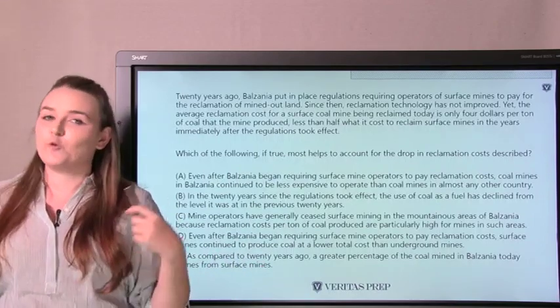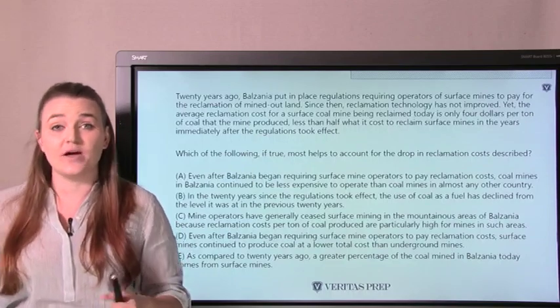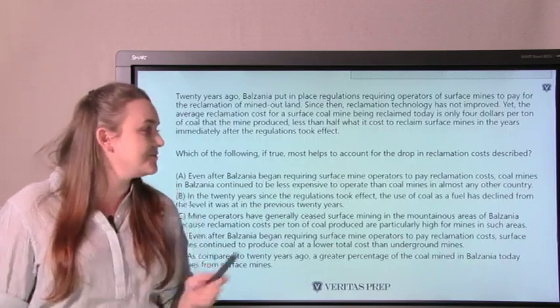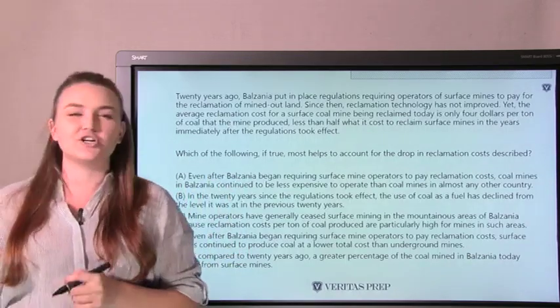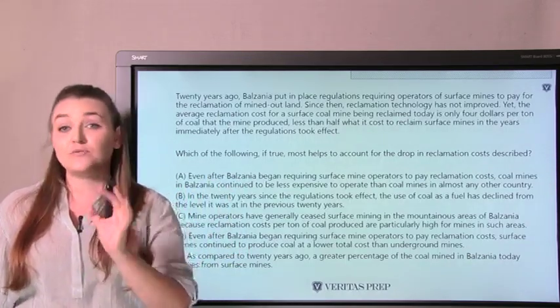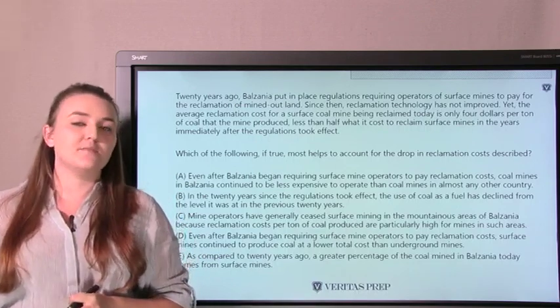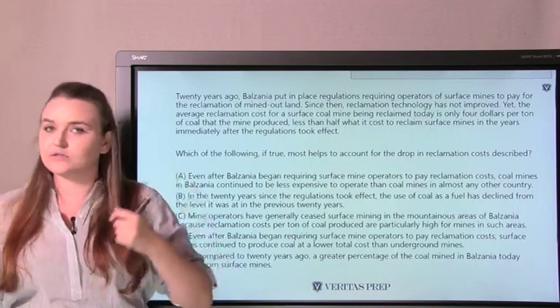I'm once again, without too much prefacing, gonna let you guys lead the way on this question. So let's go ahead and look at which of the following, if true, most helps to account for the drop in reclamation costs described. So I'm gonna reset the poll, so feel free to use that exact same link and go ahead and respond to me over the next 2 minutes, and then we're gonna circle back and talk about it.